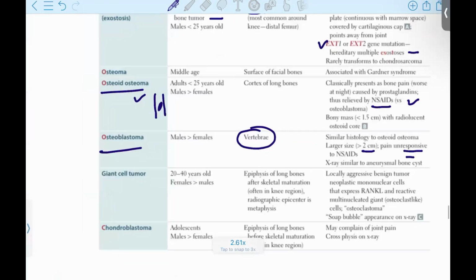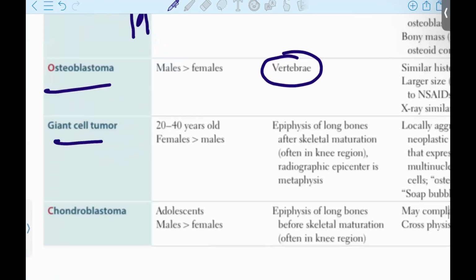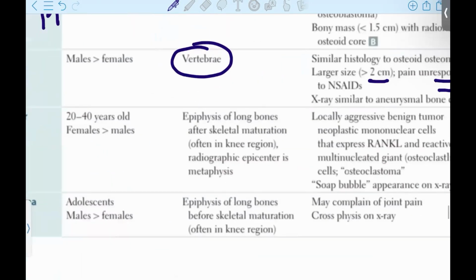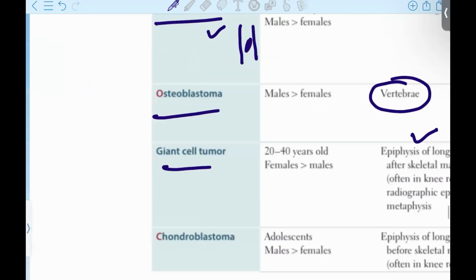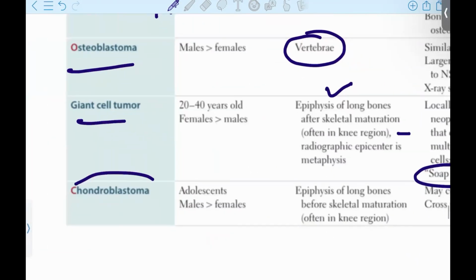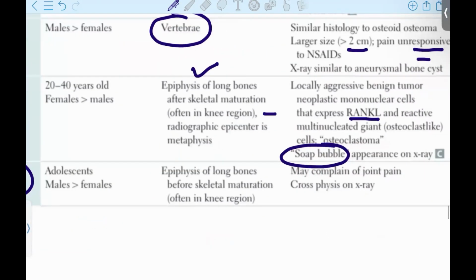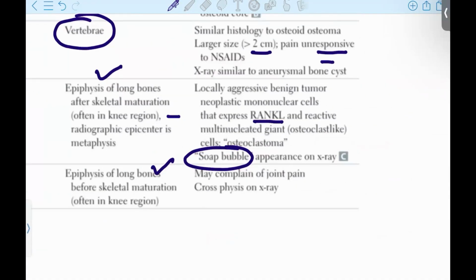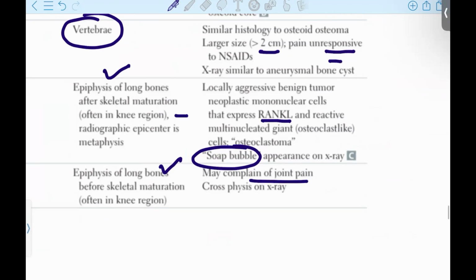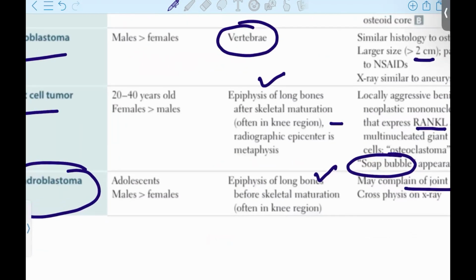Next one, giant cell tumor. This is a very recurrent type and involves the epiphysis of the long bones. Very often the knee region is involved. The gene that is involved is the RANKL gene, and on the X-ray you will be seeing a soap bubble appearance. Okay, this is giant cell tumor. Next, chondroblastoma also involves the epiphysis of the long bone, and the patient always has complaints of joint pain, so you might be misled into thinking the patient has a metabolic bone disorder.